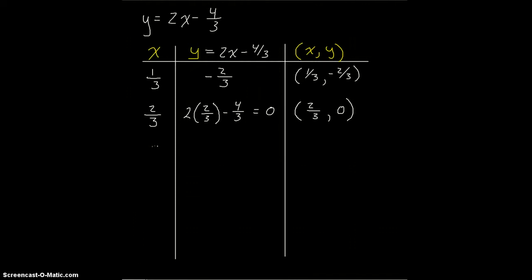Let's put 0 in for x and see what we get. 2 times 0, that's easy, that equals 0, right? Minus 4/3, what does that equal? Well, again, 2 times 0, that's 0, so that just goes away, right? And I'm left with minus 4/3. So my ordered pair is x is 0 and y is minus 4/3.